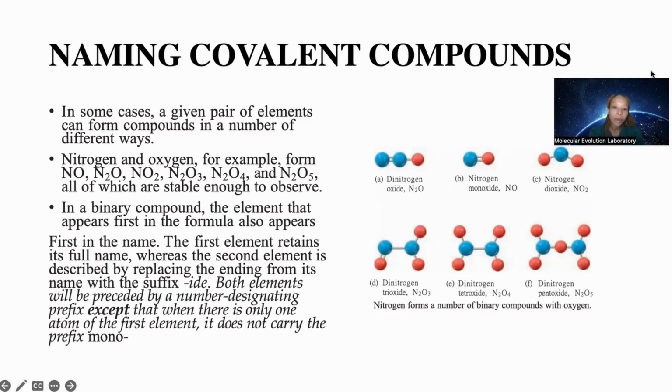In a binary compound, the element that appears first in the formula also appears first in the name. The first element retains its full name, whereas the second element is described by replacing the ending of its name with the suffix "ide." Both elements will be preceded by a numerical prefix, except that when there is only one atom of the first element, it does not carry the prefix mono.